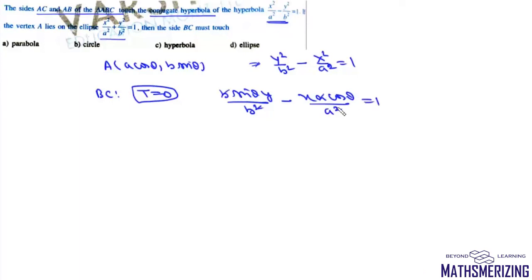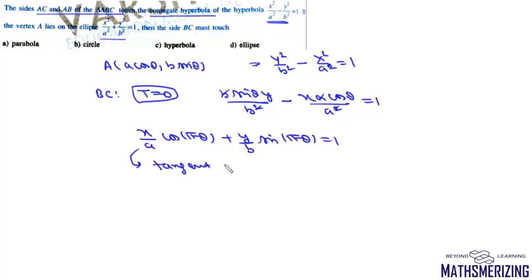Here b and b will cancel and a will also cancel. So we can write this equation as x upon a cos (pi minus theta) plus y upon b sin (pi minus theta) equals 1, and this is x upon a cos theta plus y upon b sin theta equals 1, which is tangent to the ellipse at the point a cos (pi minus theta) and b sin (pi minus theta). So this side BC must touch an ellipse, and that's your option number D.